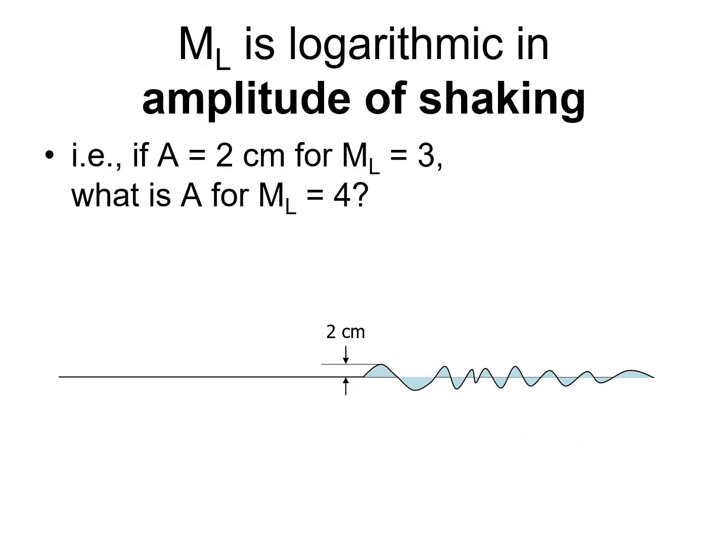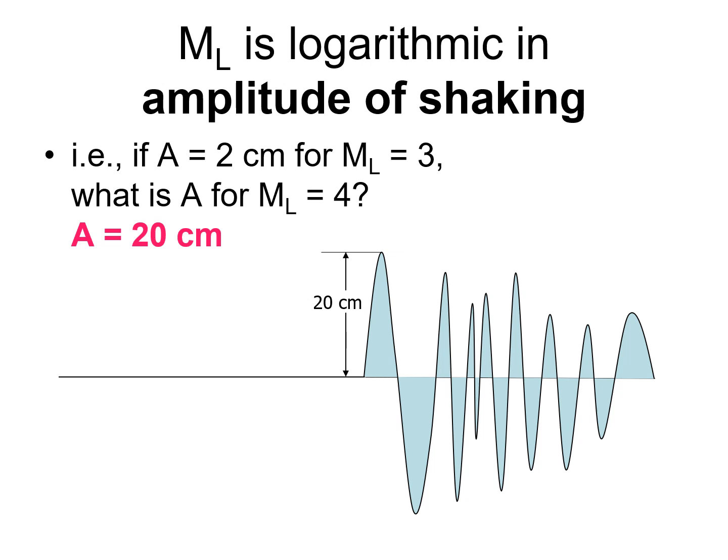Here's an example. Suppose you had an earthquake with a Richter magnitude of 3 that produced 2 centimeters of shaking on a seismogram. How much more shaking would be produced from an earthquake with a Richter magnitude of 4? By the way, the symbol for the Richter magnitude is M sub L, where the L stands for local. The answer is 20 centimeters of shaking, 10 times more than 2. Remember, when the magnitude increases by 1 unit, then the amplitude of shaking increases by 10 times.